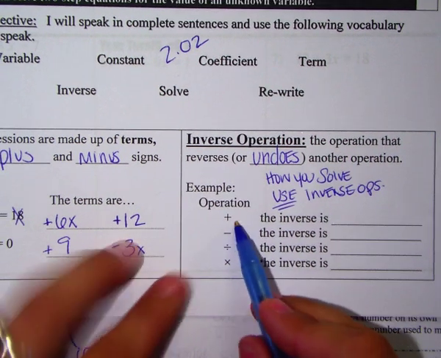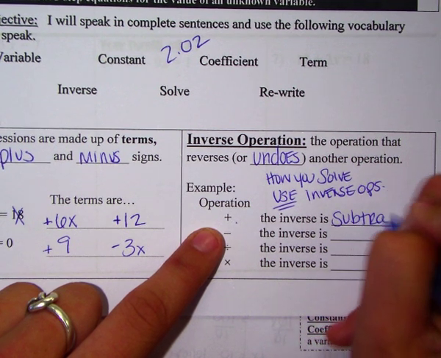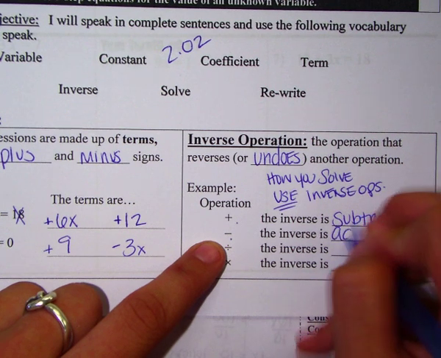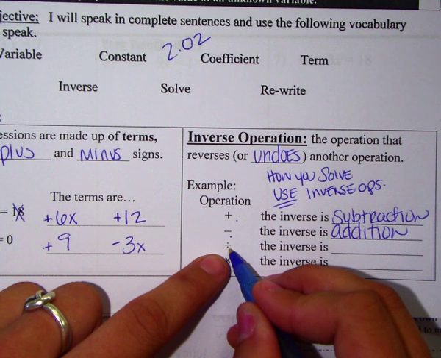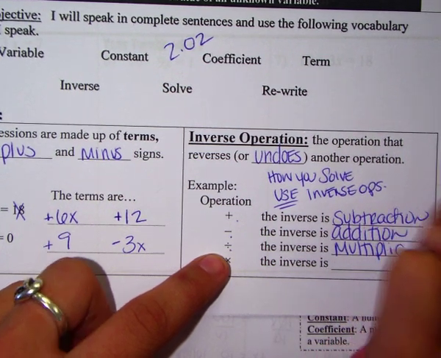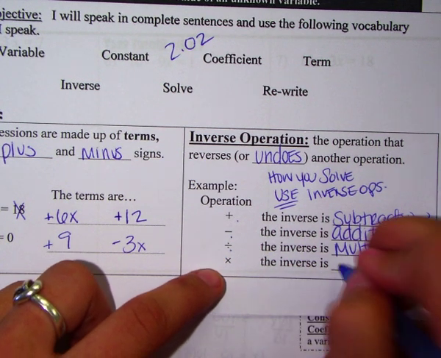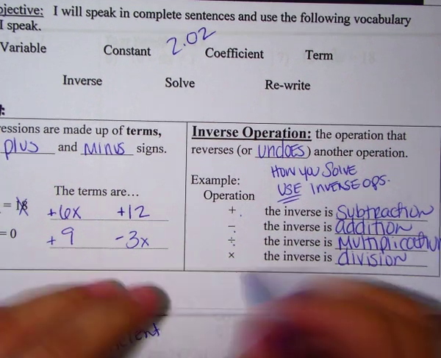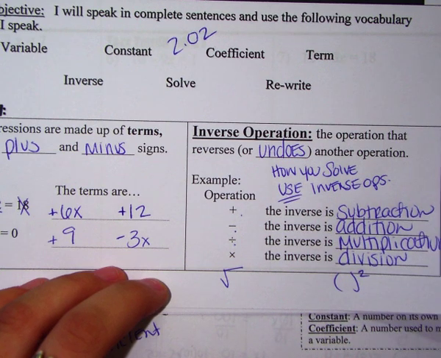The inverse operation of addition is subtraction. The inverse operation of subtraction is then addition. The inverse operation of division is multiplication. And the inverse operation of multiplication is then division. And just to push some of you guys, the inverse operation of a square root is squaring a function.